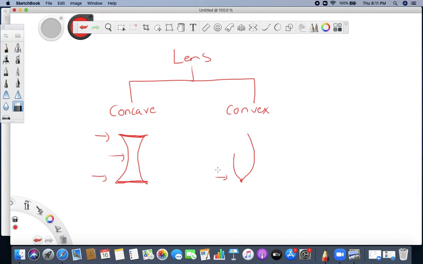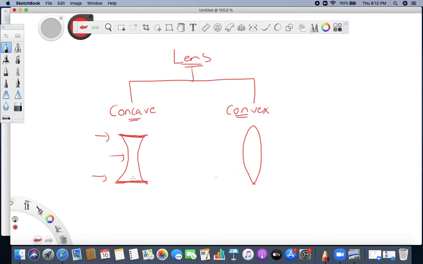Let me redraw it for better understanding. So we can draw like this. Okay, so here it is thick at the middle and thin at the ends. Here it is thick at the ends and thin at the middle. So it is exactly opposite. This is called a concave lens and this is called a convex lens. So spherical lenses are of two types.